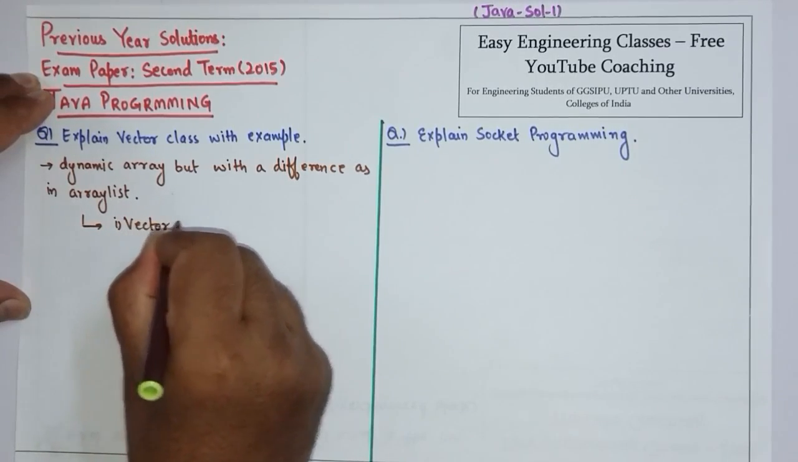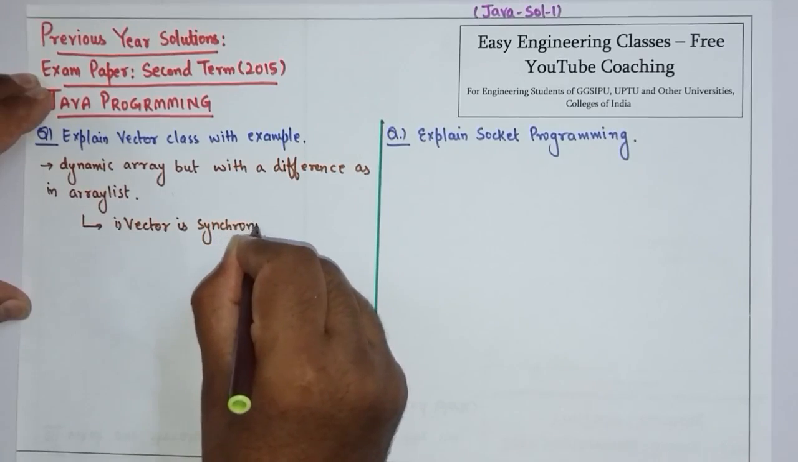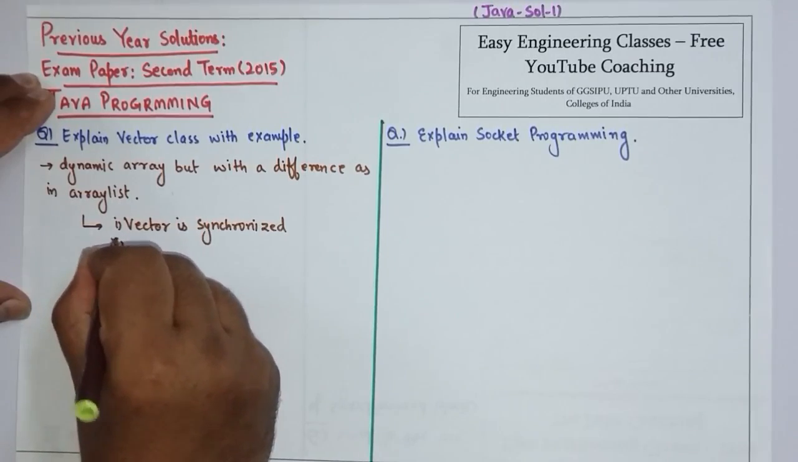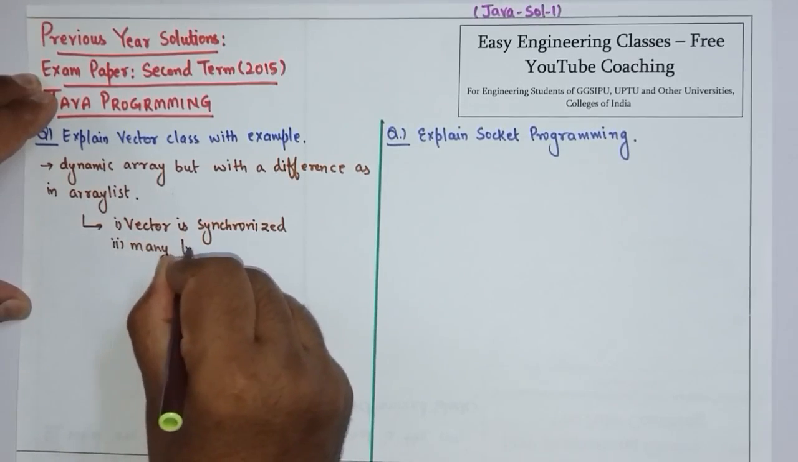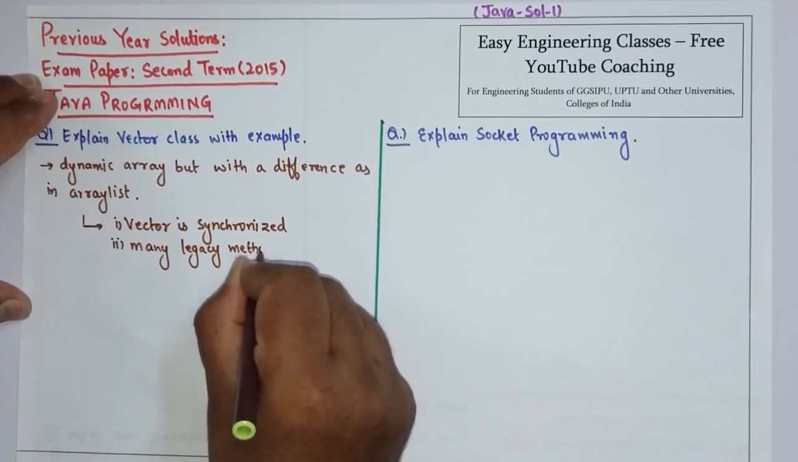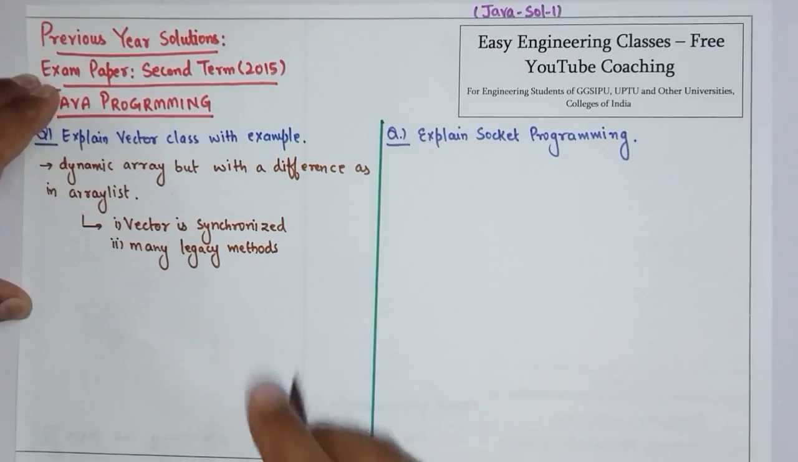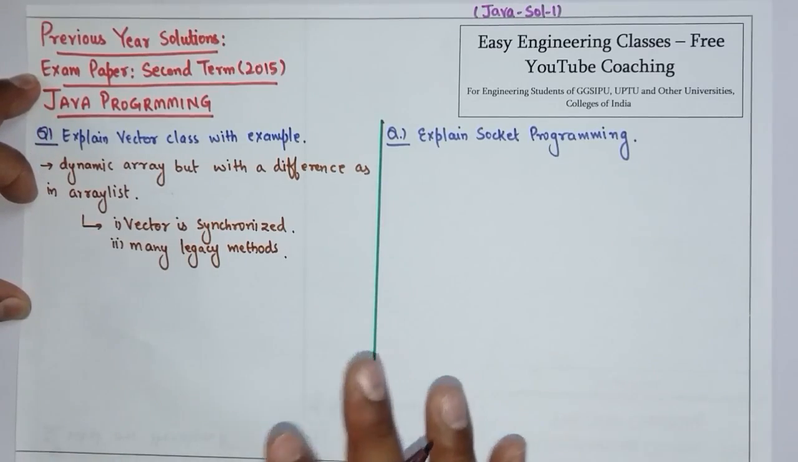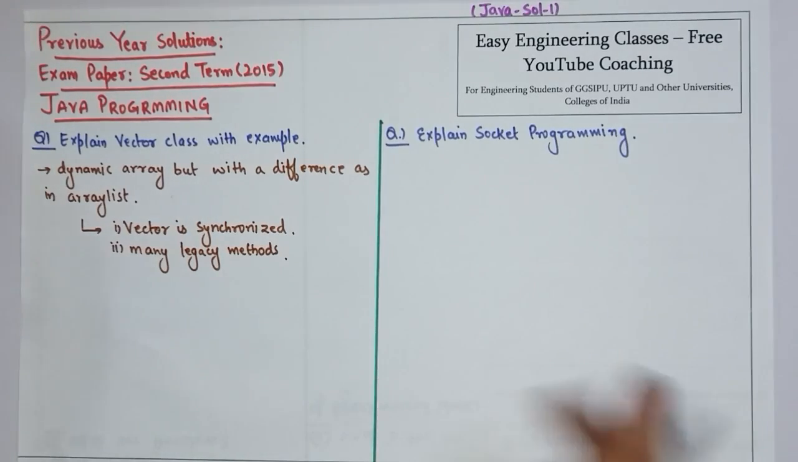Vector class is synchronized. Then it contains many legacy methods that are not present in collection framework. तो कलेक्शन फ्रेमवर्क के अलावा भी कुछ लेगेसी मेथड्स हैं जो वेक्टर क्लास के पास होते हैं. Now let's see an example of using vector class.